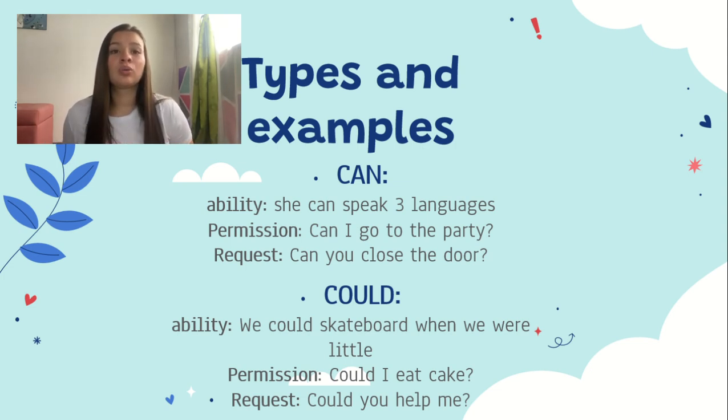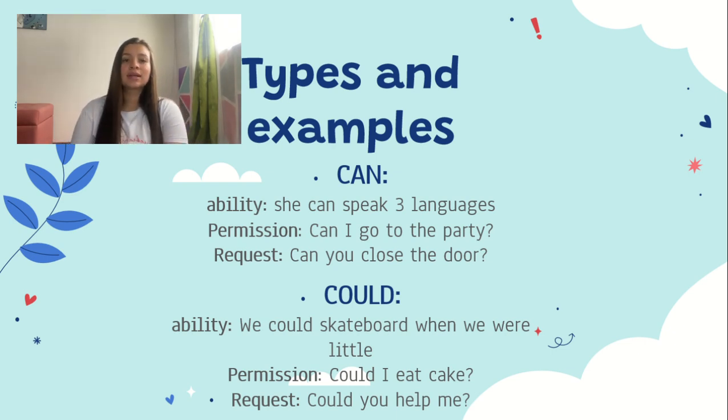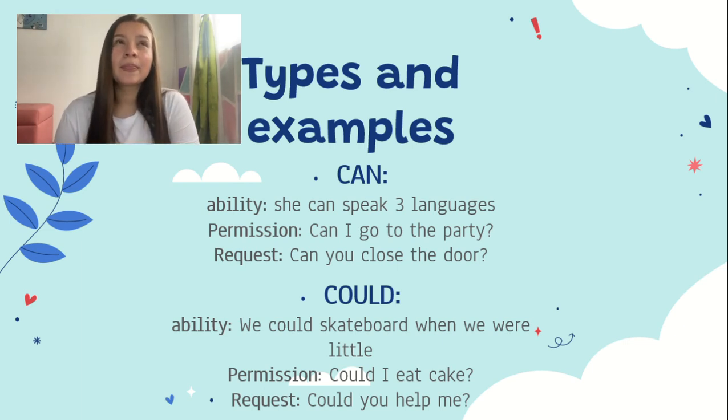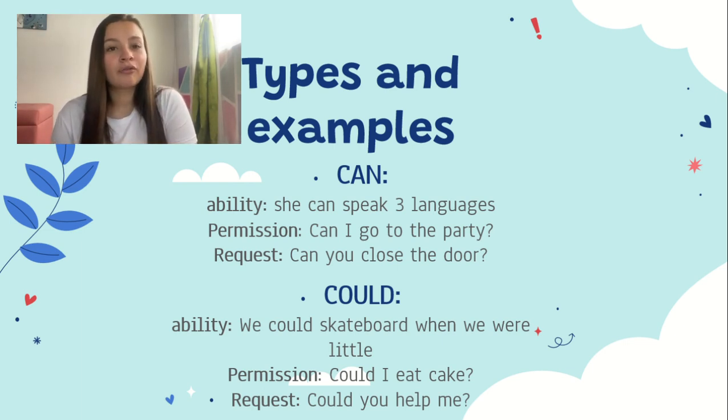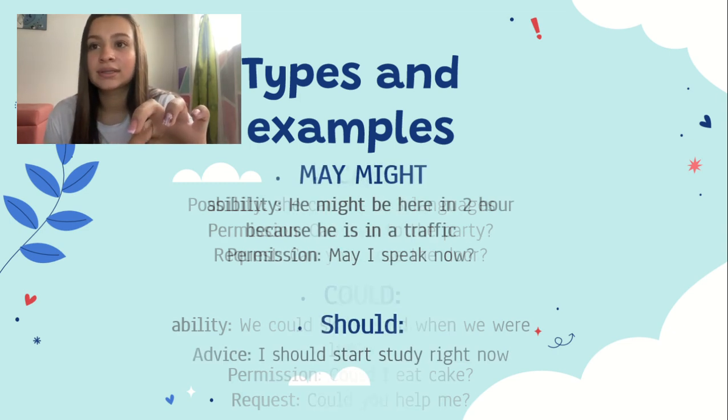Okay, could, in ability, is the past of can. So for example, we could skateboard when we were little. In the past, we could. Okay, in a permission and a request it is the same as can, but it is more formal. So for example, could I eat cake, or could you help me? In a request, and this is the difference.